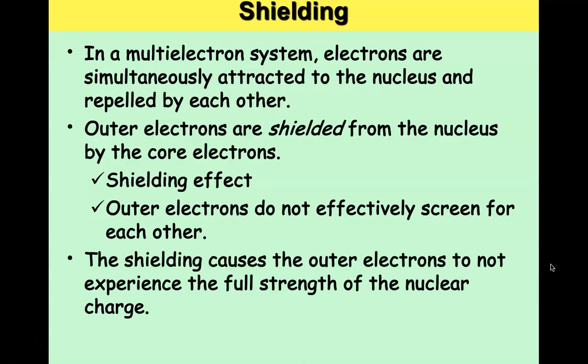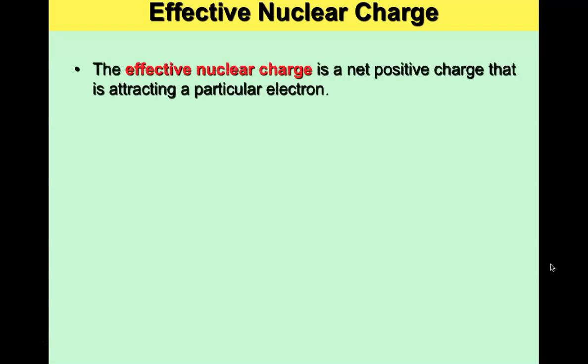So the shielding, as we said earlier, is a diminished effect. Those outer electrons, valence, do not feel the full strength of the force. No, I'm kidding. But the full strength of the nuclear charge, or actually the nuclear force, if you will. Which brings us to effective nuclear charge, otherwise known as Z effective.